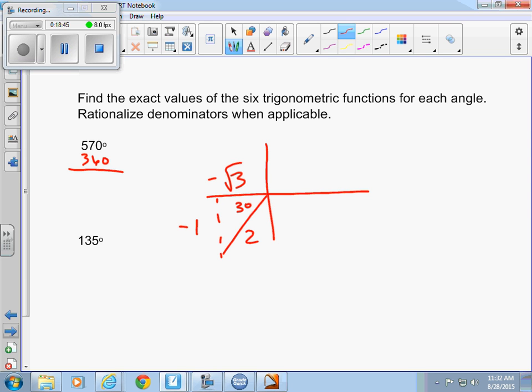Okay, so I want to find the sine of 570 degrees. That's opposite over hypotenuse.